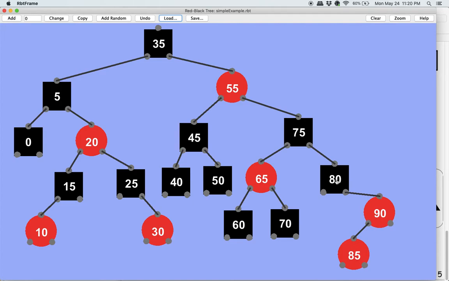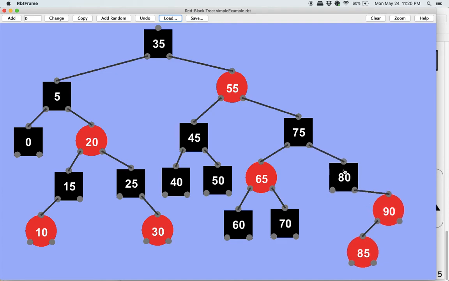But in this case, it causes a red-red problem. And so I need to do the red-red fix-up. Well, this is the case where we do not have a red uncle here. And so basically, it's an inner jig here.